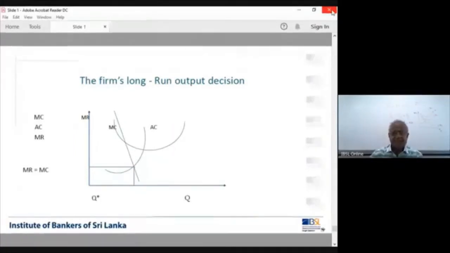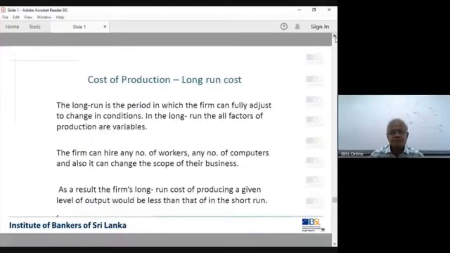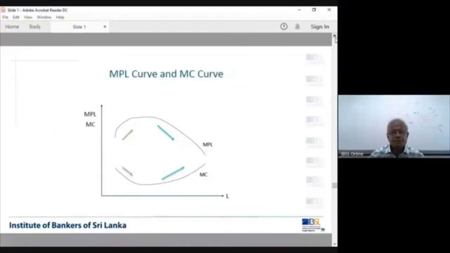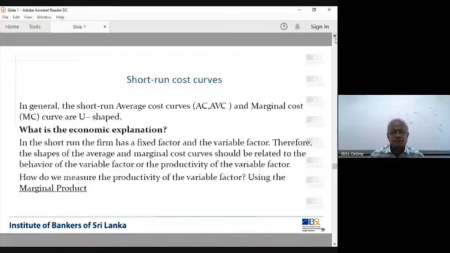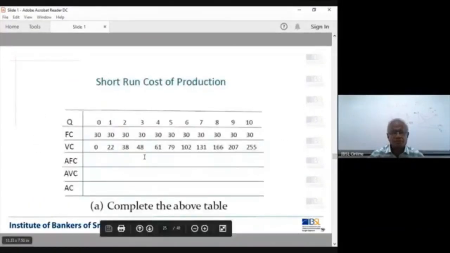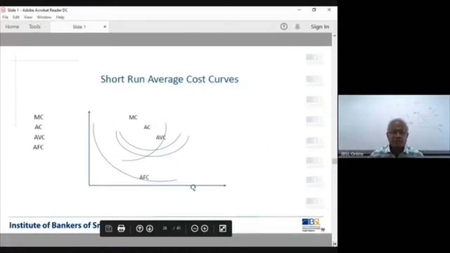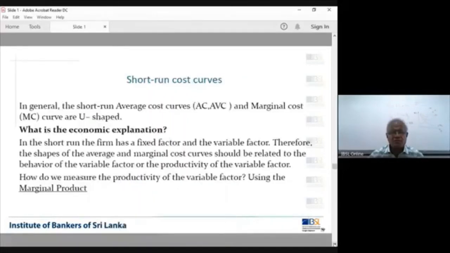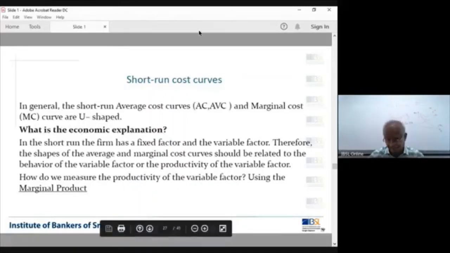Please complete that table. Complete that table. And check the shapes of these curves. Of course, I have drawn this not according to scale. These are the shapes of these cost curves. Next, we are going to discuss the economic reason. Start reading this, and come to the class. We can explain that. Next week, I will discuss this.